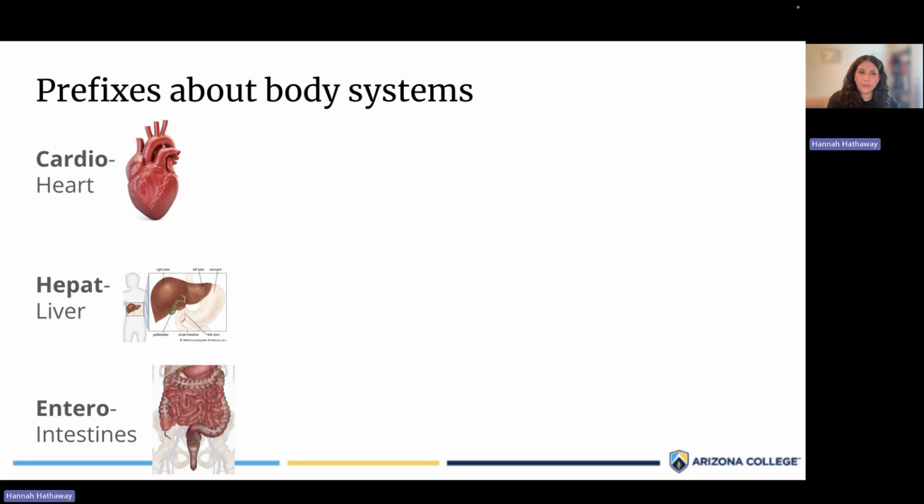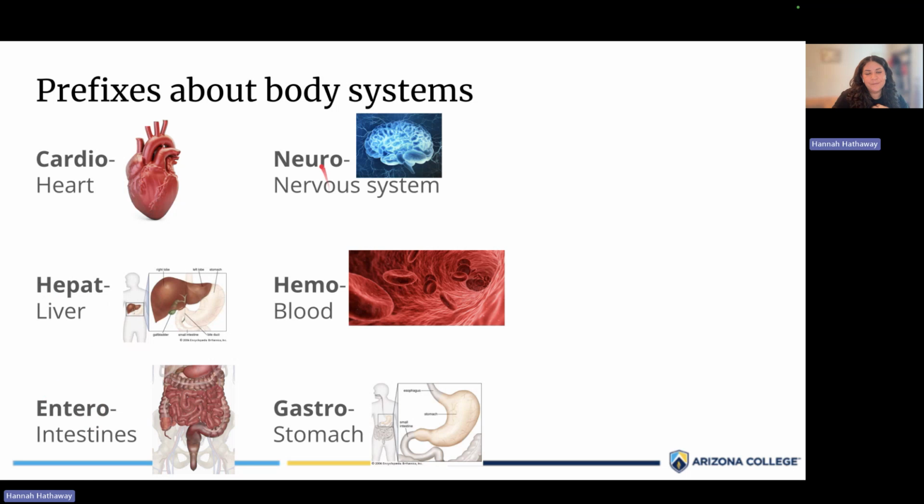Okay, but we're just going to go through a couple of these prefixes really quickly. The first set of prefixes are about different systems of the body. You probably know a lot of these already from A&P. For example, cardio means relating to the heart. Hepato or hepat means relating to the liver. Entero is intestines. Neuro is related to the nervous system.